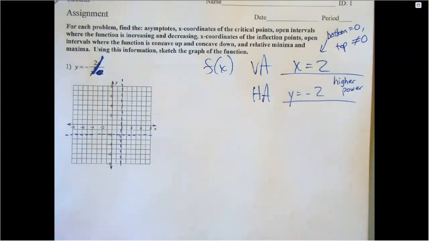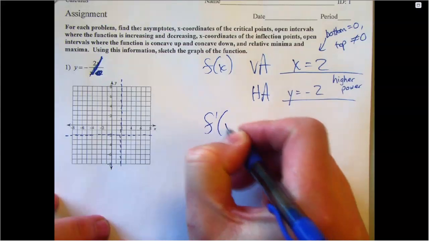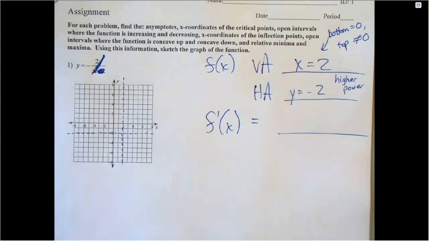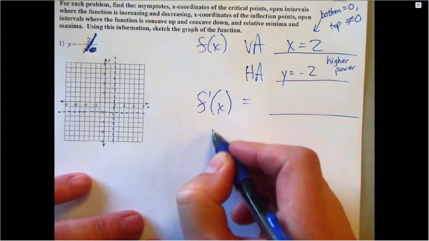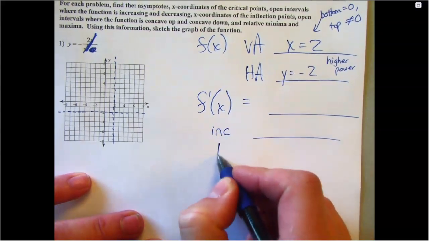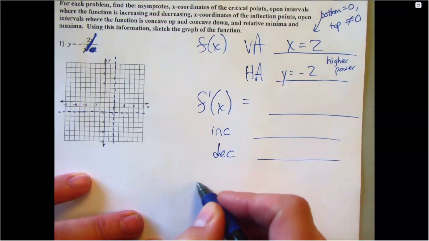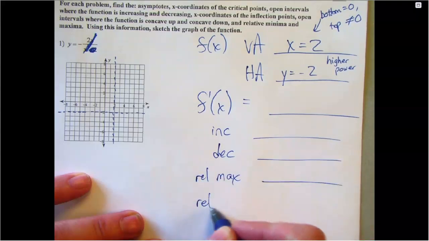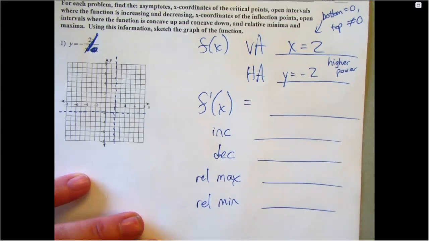Okay, from f prime of x. First of all, I'm going to say what is f prime of x, and then also from that we're going to learn increasing, decreasing, relative max, relative min.